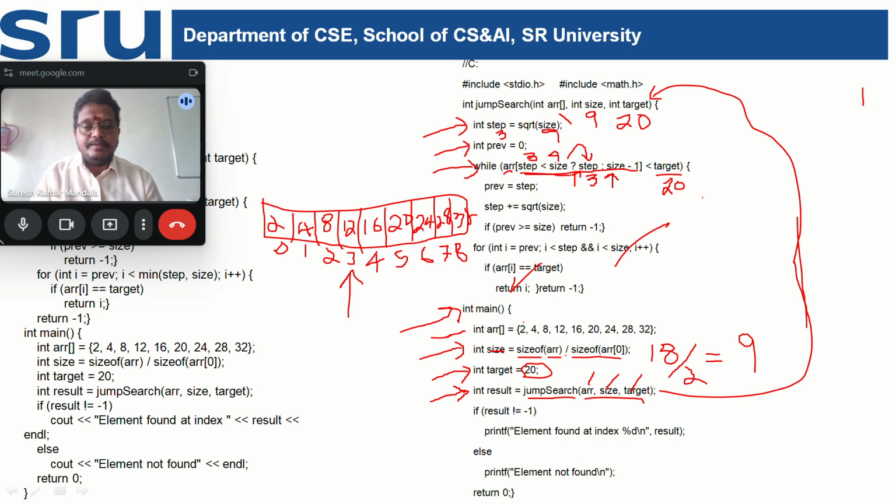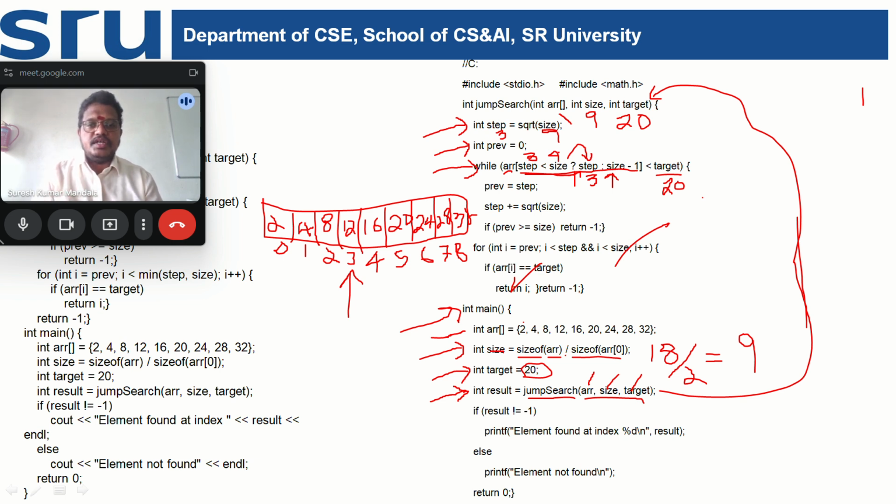Based on some condition. What is that condition? Step less than size. What is the step value we are having? 3. See this above: step equal to square root of 9. We are getting the result as 3. 3 will be stored within the step. So the step variable has the value 3.